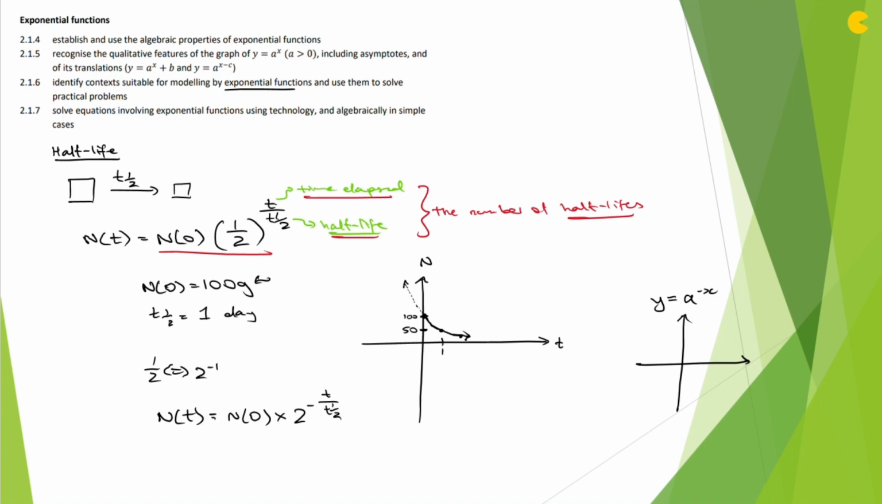If we have a to the negative x, in this case, as x tends towards positive infinity, y tends towards 0 in the positive direction. As x tends towards negative infinity, y tends towards positive infinity, because the negatives cancel out, and as a result, you have your curve going upwards. This is like a reflection, where your normal graph, y equals a to the x, looks like this. Y equals a to the negative x will look something like this one. Okay?